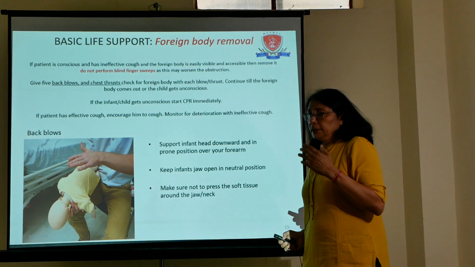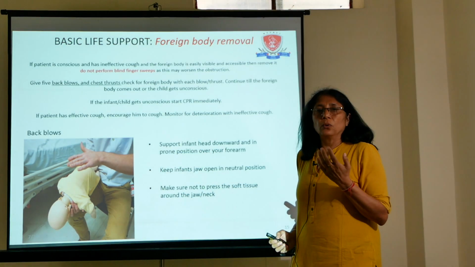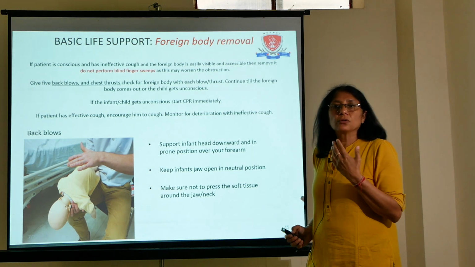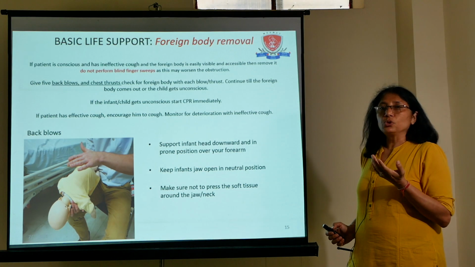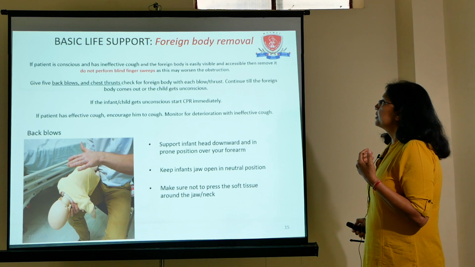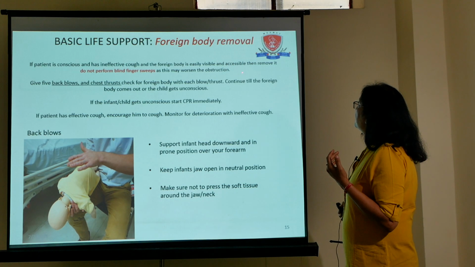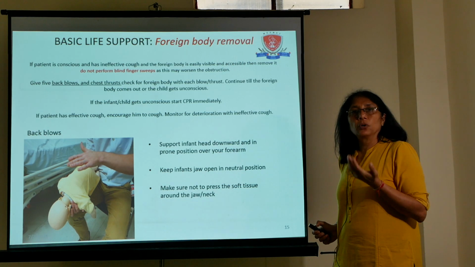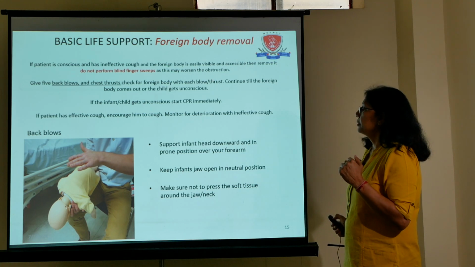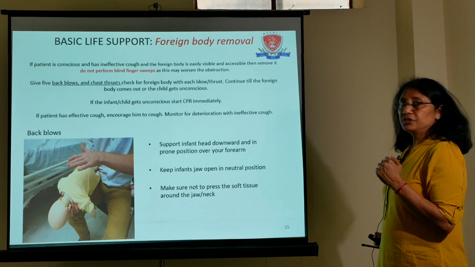Now, having done the airway, breathing, circulation and AED, if you find any child or an adult who has accidentally ingested something which has got obstructed in the upper airway leading to choking, then how do you remove that foreign body? If the patient is conscious and has an ineffective cough and the foreign body is easily visible, then you just remove it. But if the foreign body is not visible, please do not do any blind sweeps, as this may worsen the obstruction. For an infant, as the position is shown, you need to give 5 back blows and chest thrusts.